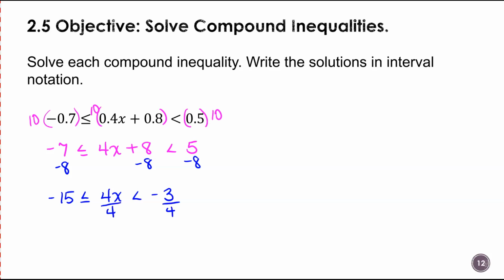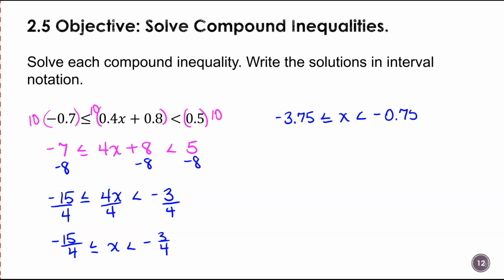Divide by 4. So -15 fourths is less than or equal to x, and that's less than -3/4. Let's leave it as the fraction, and then I'll switch it to the decimal. When you have one like this on my lab, it will allow you to use decimals because it was a decimal inequality in the first place. In decimal form, it's going to be -3.75, and it's going to be -0.75.